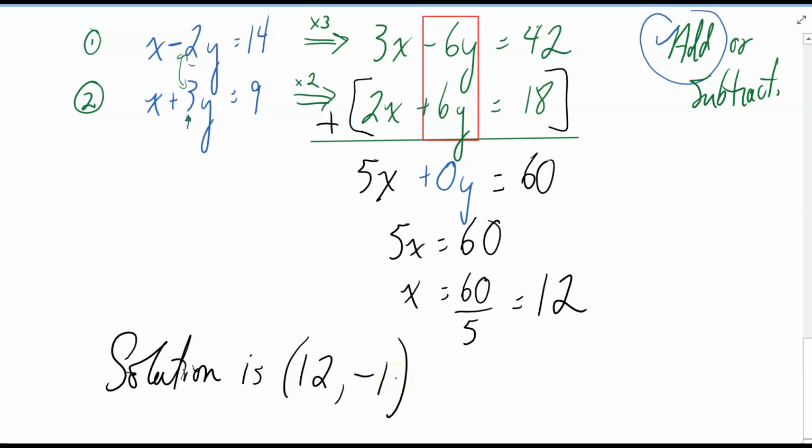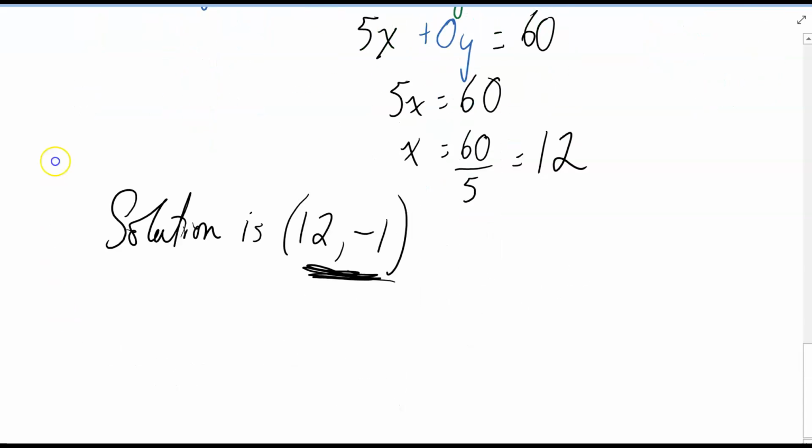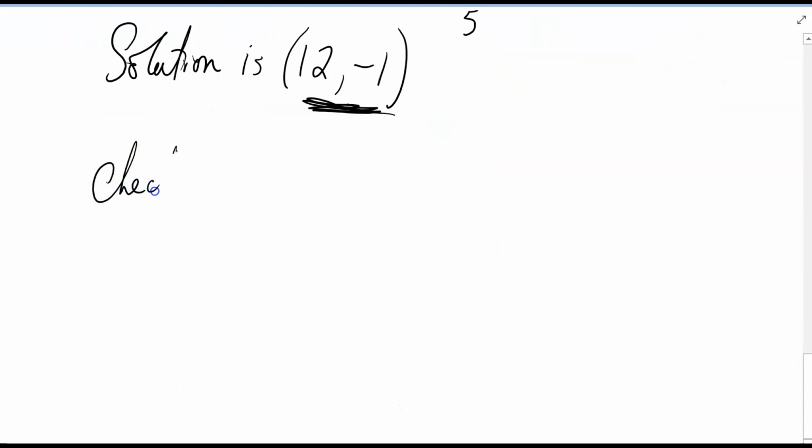How could we tell if this actually works? We can tell it works by subbing it into both equations. This point, if it is the solution to the system of linear equations, if it is the single point where these two lines cross, then it will be the only point that satisfies both equations. So let's do that now in a check. We're going to check the point 12, minus 1. And we'll put this into equation 1.